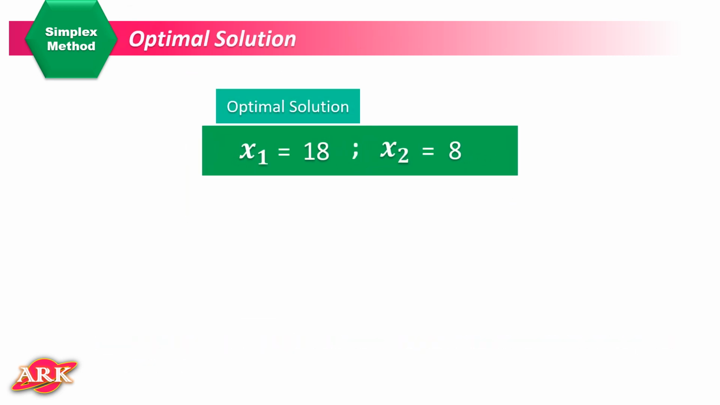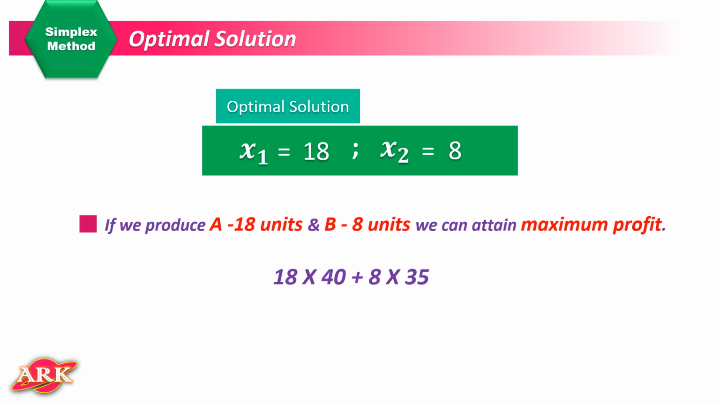Now the optimal solution that we have derived is producing X1 18 products and X2 8 products. This says that if we produce A 18 number of units and B 8 number of units, we can attain maximum profit, that is 18 into 40 plus 8 into 35, which is 1000 rupees.